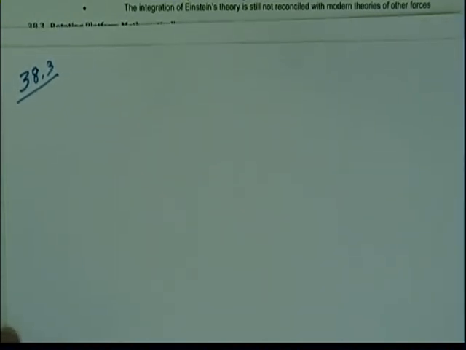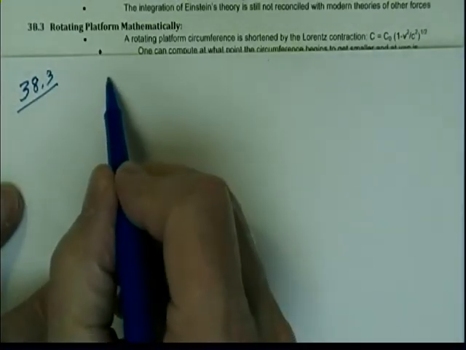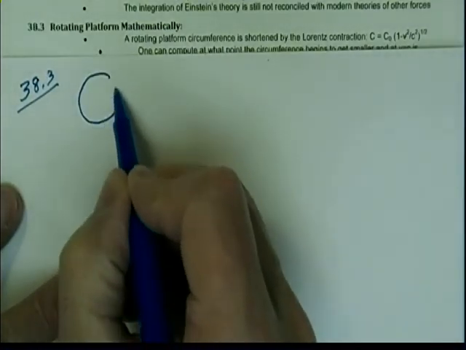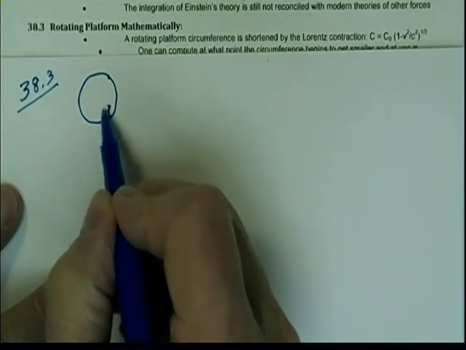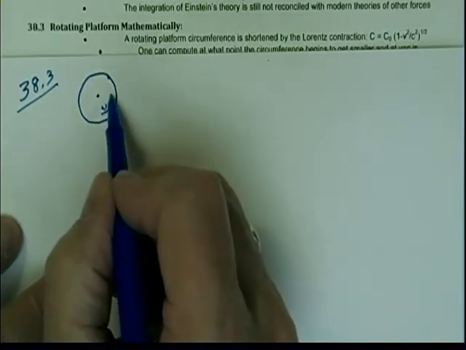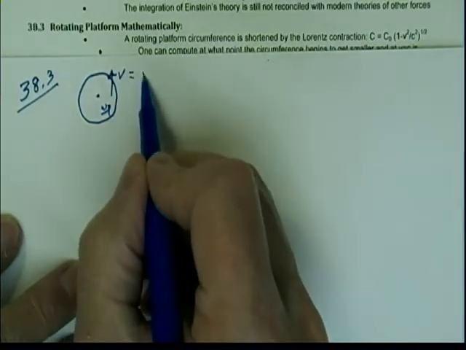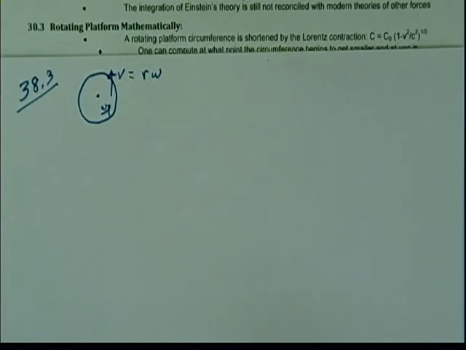Now here we're going to look at a rotating platform, and this rotating platform will be very simple. Imagine a large disk with an angular velocity omega, and therefore spinning about a given point. A particular point here will have a velocity v, which is r times omega, you recall from our study of angular momentum.